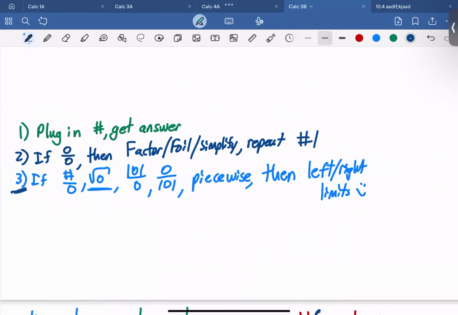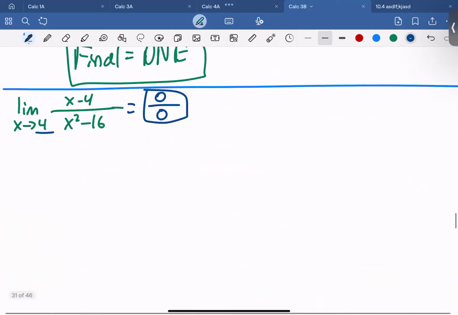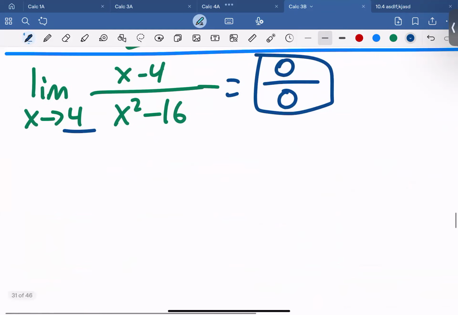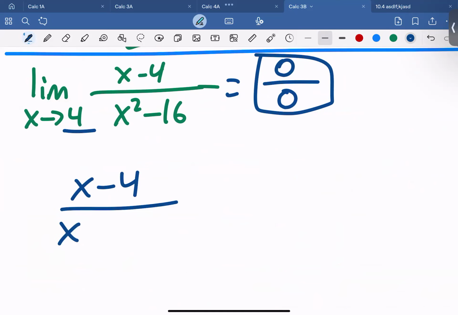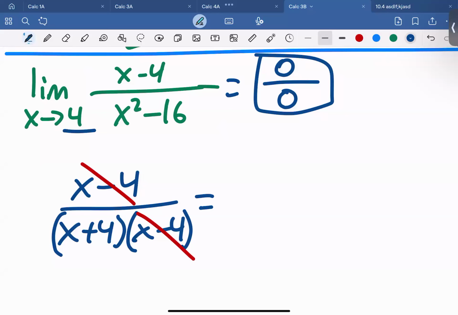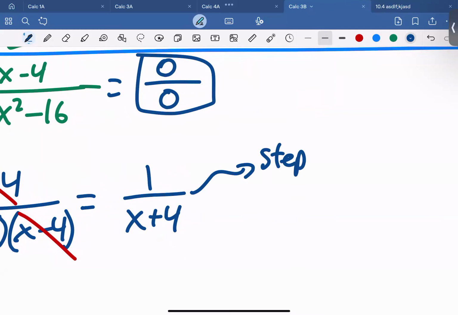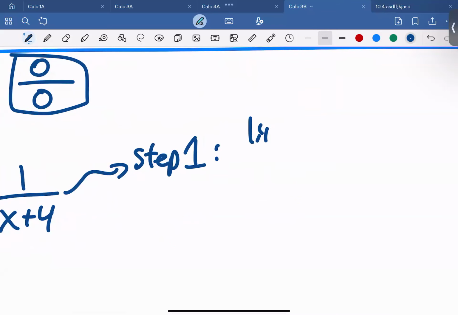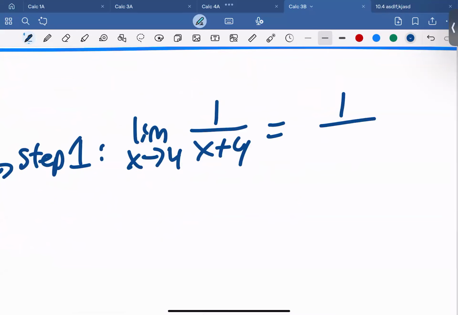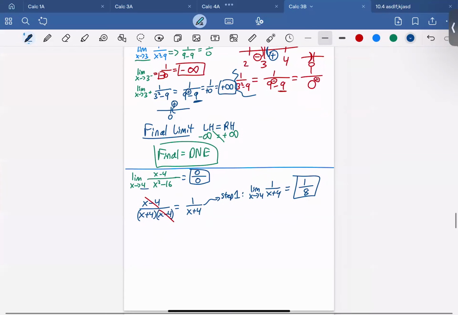Okay. So what step was this, right? We got to ask ourselves. We got step 2. If you get 0 over 0, factor, FOIL, simplify. So I would take my perfect square on the bottom, split that guy up like this, okay? And then look what happens. Our x minus 4s simplify out, giving us 1 over x plus 4, okay? Now the next step is to repeat step 1. So step 1 is, as the limit of x approaches 4 of 1 over x plus 4, because this time we're reduced, you would get 1 over 8. And that is a totally acceptable answer.